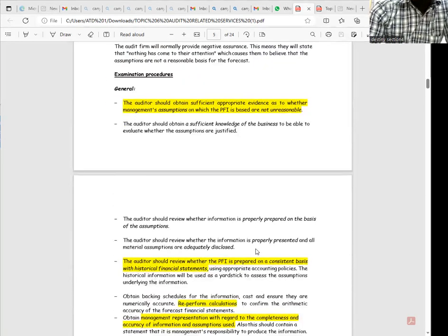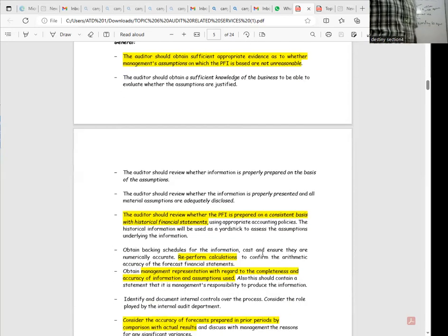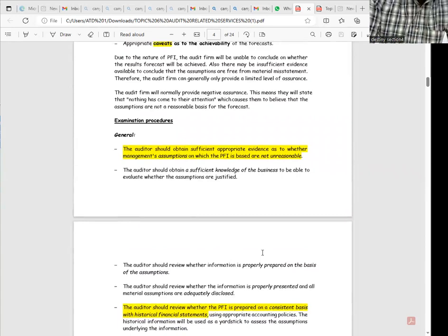Then we have the examination procedures, things that auditors can do to collect sufficient appropriate evidence as the basis of expressing an opinion. So what can auditors do? What are the procedures that auditors shall perform when it comes to reviewing or examining prospective financial information? One, the auditor should obtain sufficient appropriate evidence as to whether management assumptions on which the PFI is based are not unreasonable.